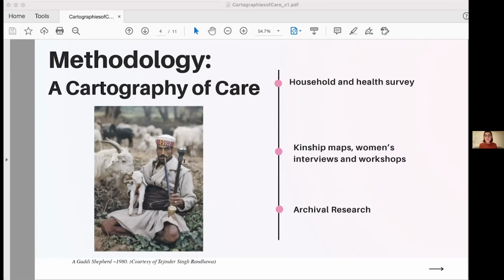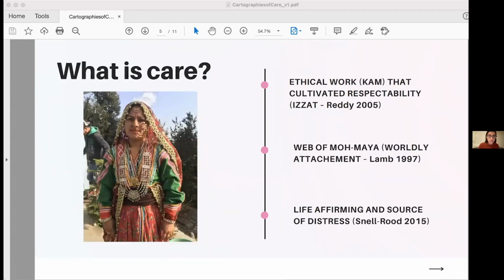I conducted women's interviews across the community, particularly in liminal stages of life, like pregnancy and widowhood, and workshops with women of different generations. I moored this then in archival research, reaching back to the colonial period to try and understand how these structures had changed. So what did this yield?